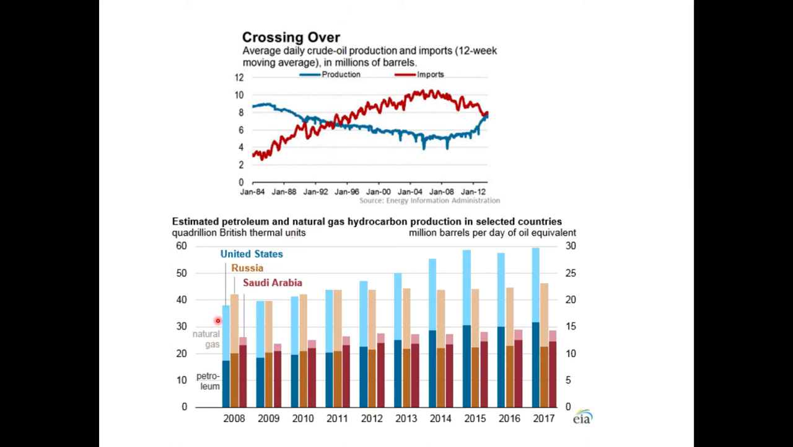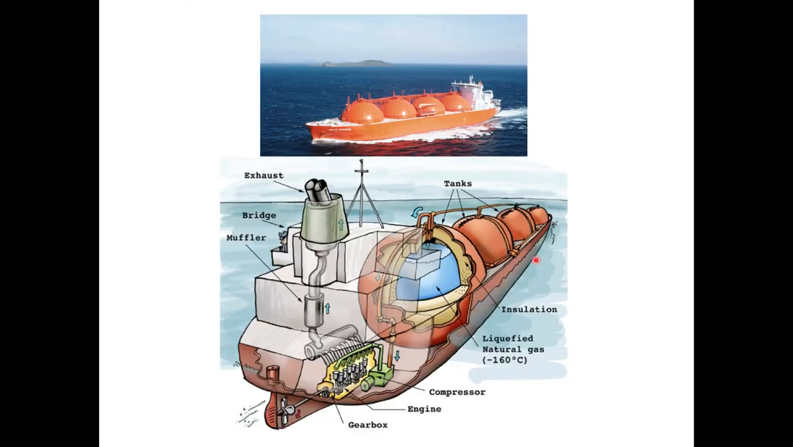It's also allowed the United States, the top is the same graphic. If you look at the bottom, the United States is in this light blue, Russia's in the orange, and Saudi Arabia's in the reds. The United States in your lifetime has become the world's number one producer combined of oil and natural gas. And the reason the United States today is the number one combined producer of oil and natural gas, where petroleum is oil, is because of hydraulic fracturing and directional drilling.